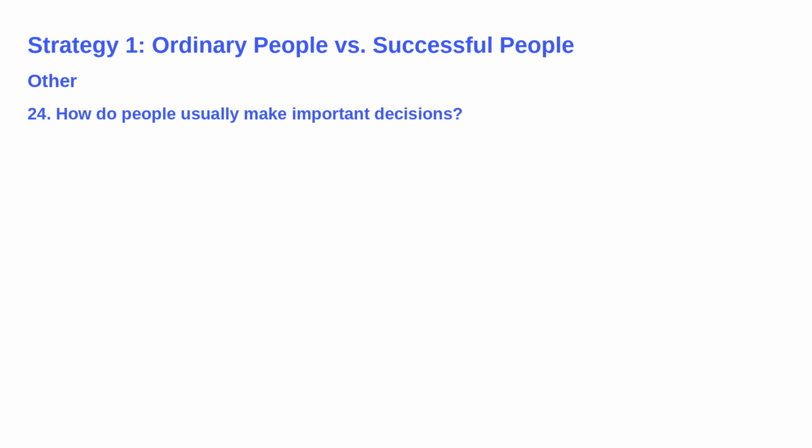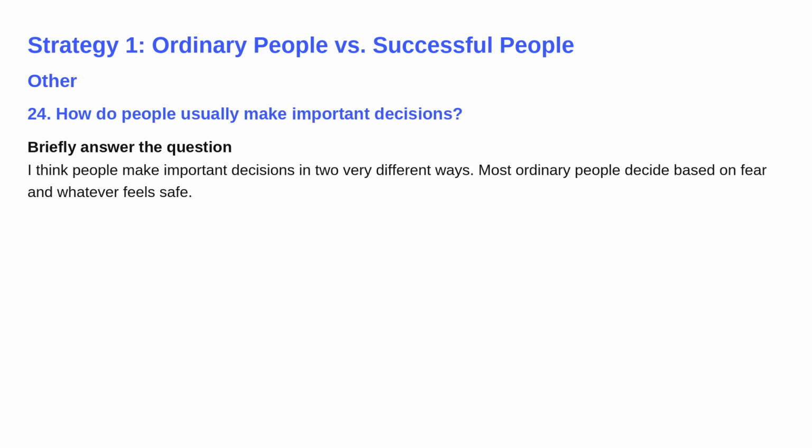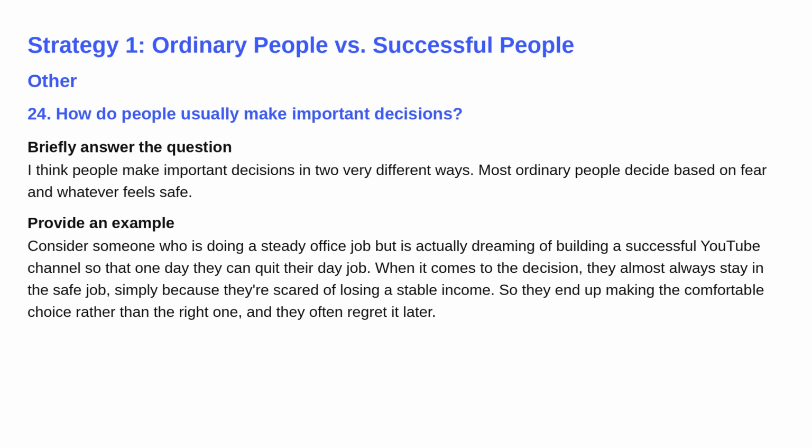How do people usually make important decisions? I think people make important decisions in two very different ways. Most ordinary people decide based on fear and whatever feels safe. Consider someone who is doing a steady office job, but is actually dreaming of building a successful YouTube channel so that one day they can quit their day job. When it comes to the decision, they almost always stay in the safe job, simply because they're scared of losing a stable income. So they end up making the comfortable choice rather than the right one, and they often regret it later.